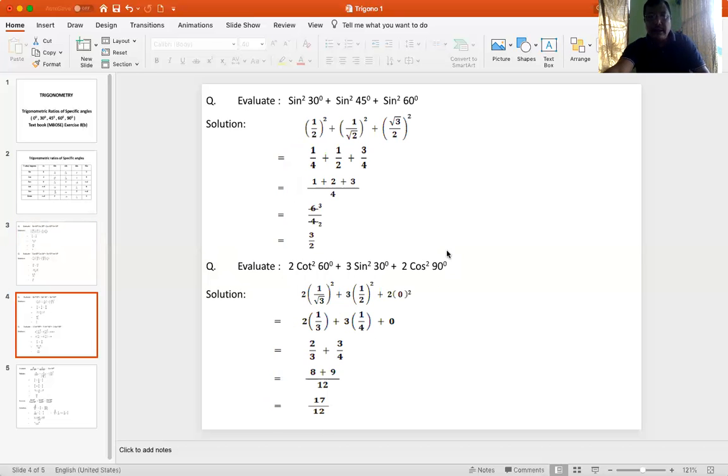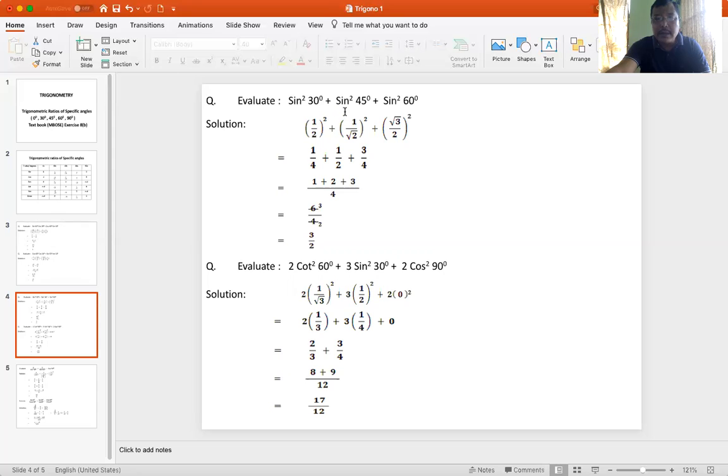Let us look at this question. It says, evaluate sine square 30 degree plus sine square 45 degree plus sine square 60 degree. Now, for the solution, here sine 30 degree, from the table, we find that it is 1 by 2. So we write here 1 by 2. But here in this question, we have sine square. So therefore, we have here 1 by 2 whole thing square.